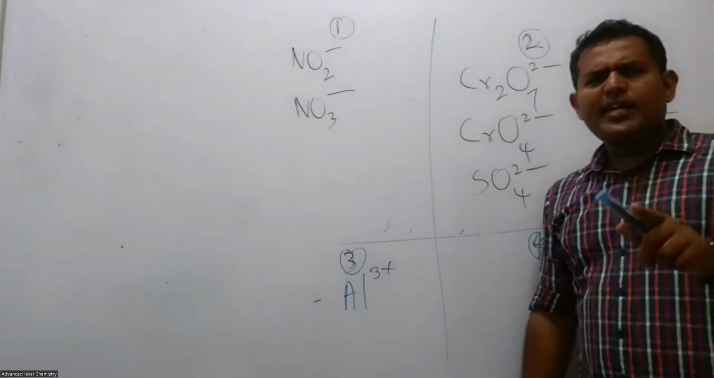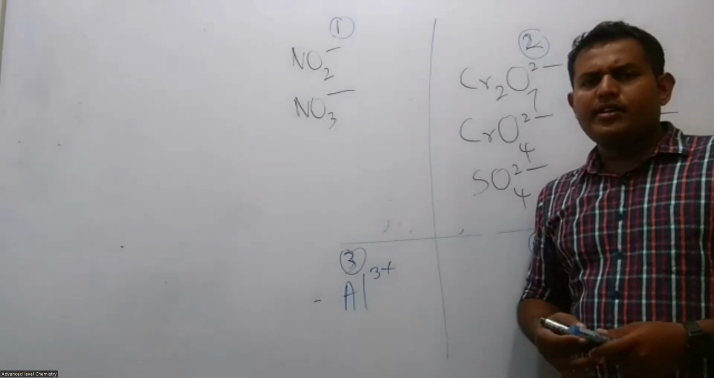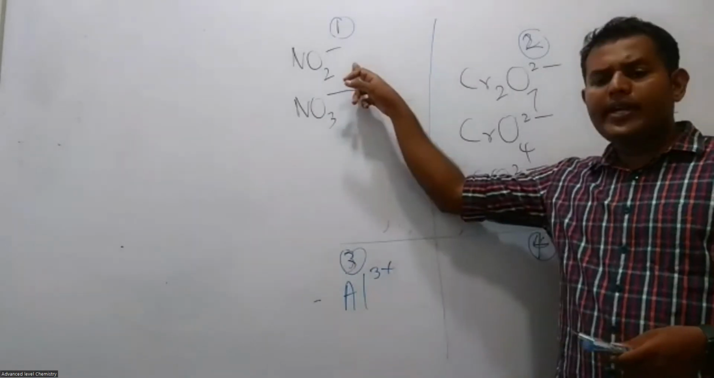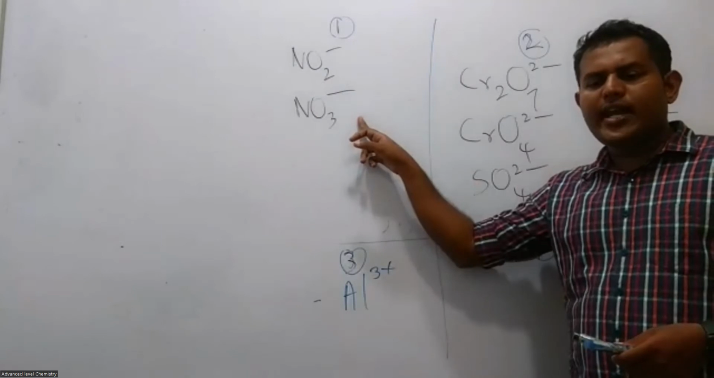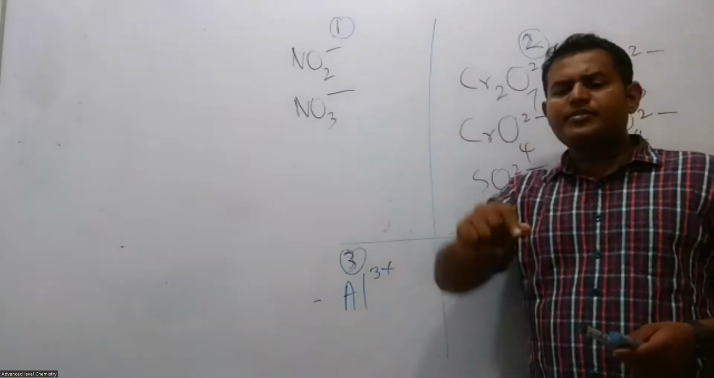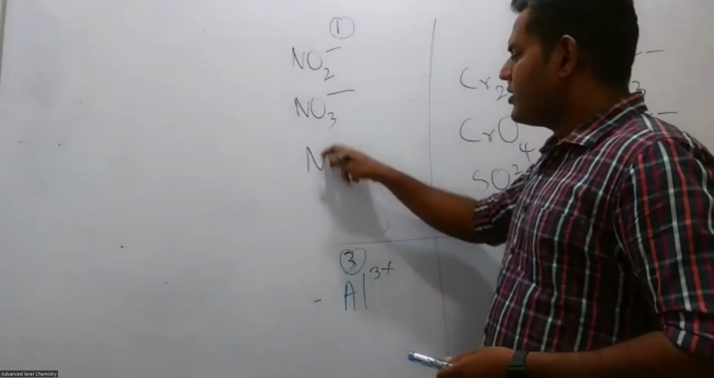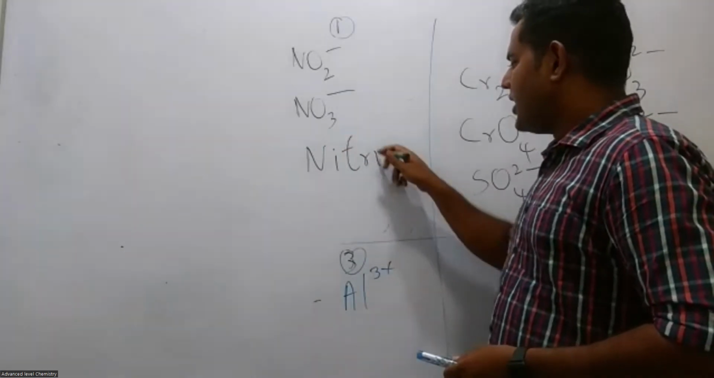What is nitrite? Nitrite is NO2 minus. Nitrate is NO3 minus. I'm asking, what is nitrite? Can you give a try?